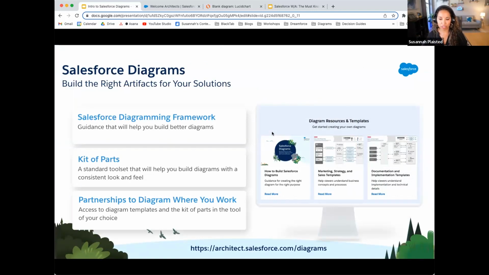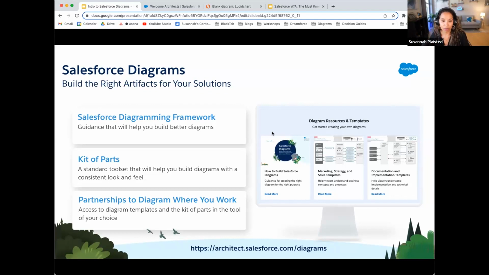Because as Matt alluded to, you don't just have one diagram that's going to serve everyone for every single purpose. So we have a framework that can make sure you're choosing the right diagram for the right audience and the right purpose. We also have something called the kit of parts, and this is a set of icons and diagram elements that you can use to build consistent diagrams that your stakeholders can expect to become familiar with too. And so they aren't guessing, like, what does this mean on this diagram? What does this mean on another? It's that consistent way to build a diagram that looks like a Salesforce specific artifact.